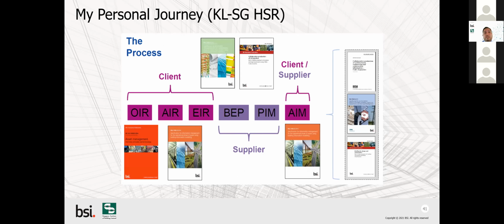So this is what we did. This is the actual slide that we discussed with the client. We basically said to them, okay, we need to prepare an organizational information requirement, asset information requirement, and employer information requirement, and then the supplier will have the BIM execution plan, the project information model, and the asset information model. So that particular project is compliant with PAS 1192, BS 1192, and ISO 19650. Next, please.